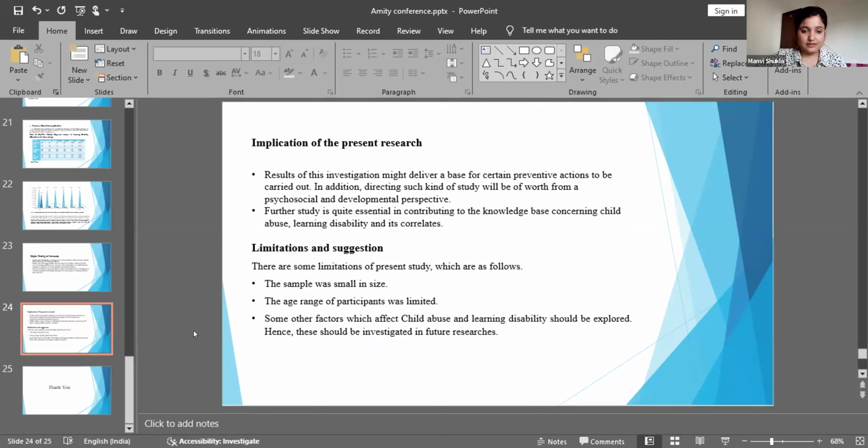There are some limitations of the present study, which are as follows: the sample was small in size, the age range of participants was limited, and some other factors which affect child abuse and learning disability should be explored. Hence, this should be investigated in future researches.